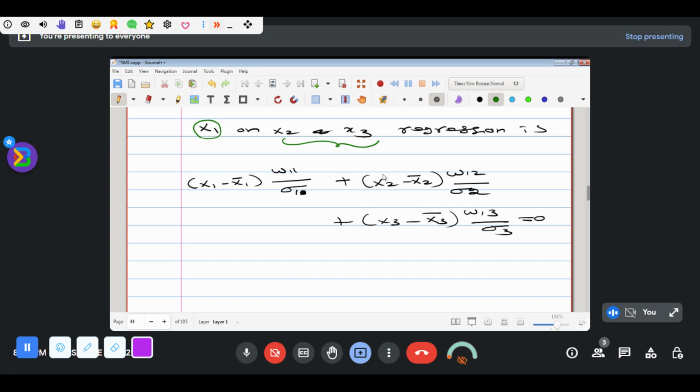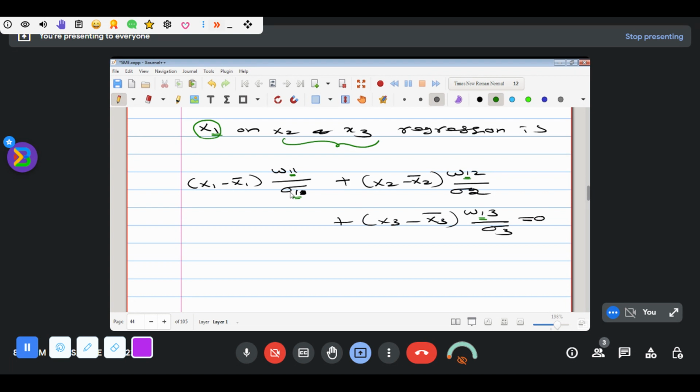Similarly, how do we form the next equation? X1 on X2 and X3. Suppose X2 moves to this side and X1 moves to the other side, then how do we change this equation? That is a very important one. Then this one is replaced by omega 21, omega 22, omega 23 in the numerators, but the denominators may be the same.